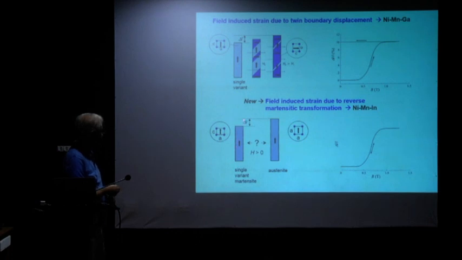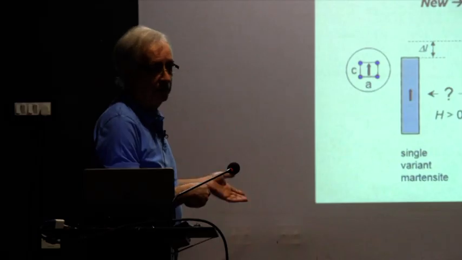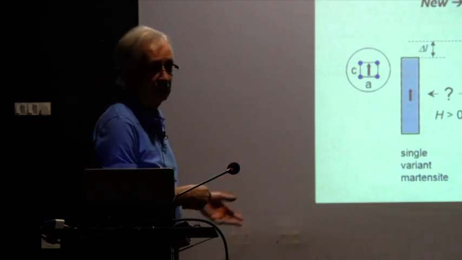Now, in the case of a field-induced transformation, since we're going from one crystallographic structure to another crystallographic structure, we are again going to have a change in the length, because we're going from, let's say, although it's a modulated state, I'm approximating everything with something tetragonal.